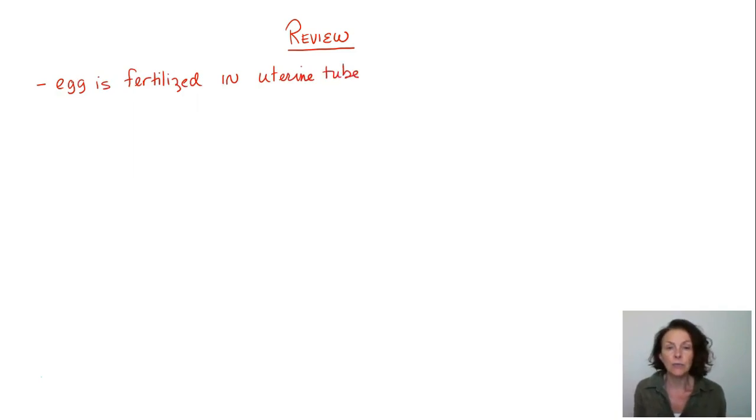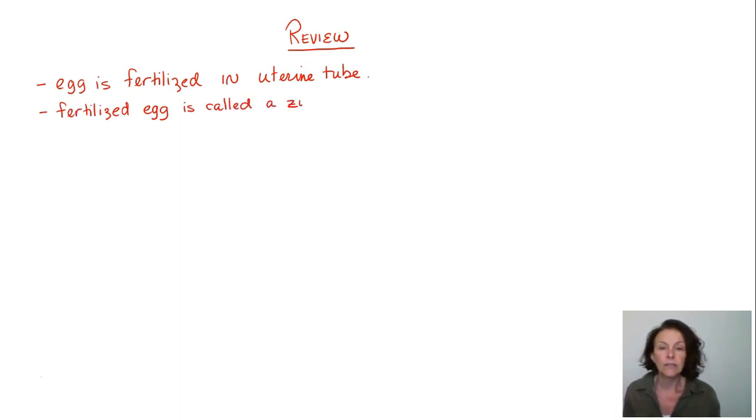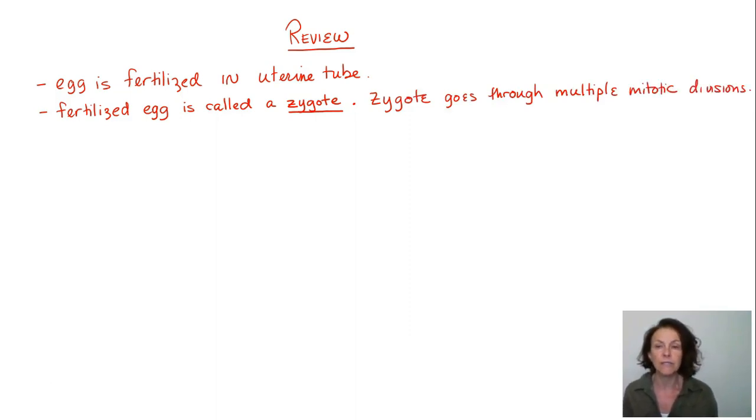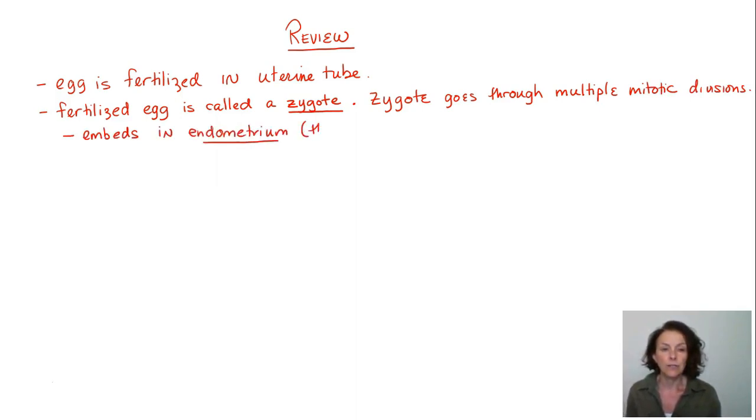Let's just do a little review of some of the main points that we talked about in this lecture video. And so number 1, the egg is fertilized in the uterine tube. That's an important thing to remember. The fertilized egg is called a zygote, and it goes from the haploid egg to the diploid zygote. And then the zygote is going to go through multiple mitotic divisions as it travels down the uterine tube, and then it will embed in the endometrium, which is the thickened uterine lining.